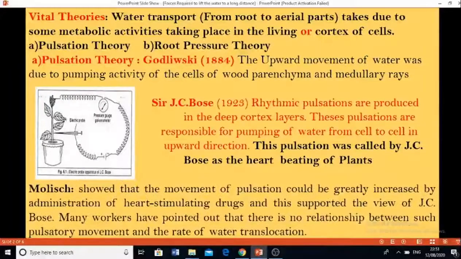The third scientist is Molisch. He showed that the movement of pulsation could be greatly increased by administration of heart stimulating drugs, and this supported the view of J.C. Bose. Many workers have pointed out that there is no relationship between such pulsatory movement and the rate of water translocation.